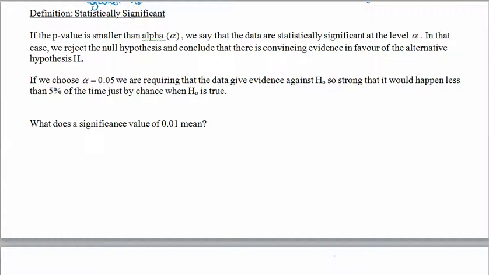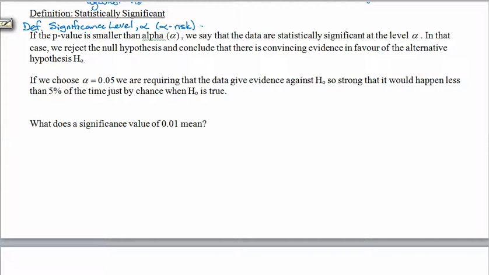All right, so we're now going to look at what statistically significant actually means. And first we need to look at a definition of significance level. The symbol we use for this is alpha. And in addition to being called the significance level, it's sometimes called the alpha risk.